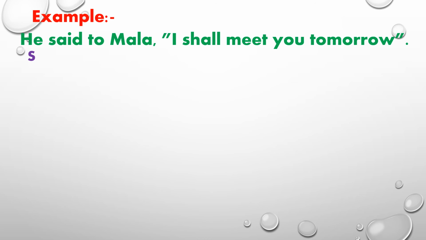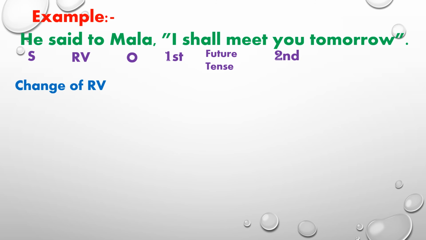First step, identification. He is the subject. Mala is the object. Said to is the reporting verb. I is the first person. You is the second person. Shall meet is simple future tense. Second step, change of reporting verb. Change the reporting verb said to into told.